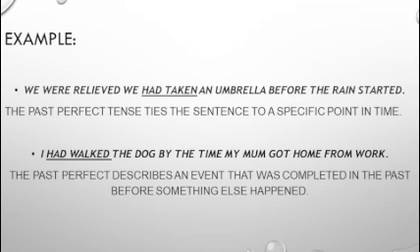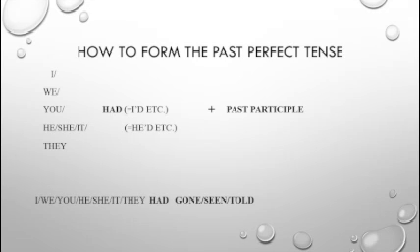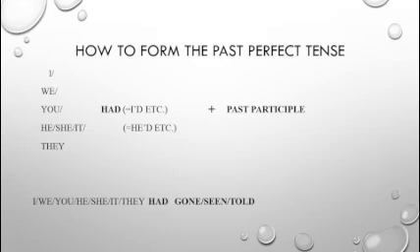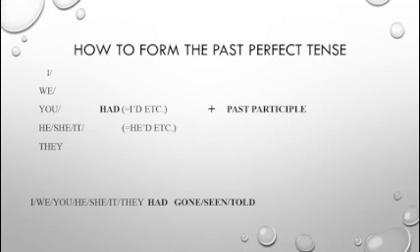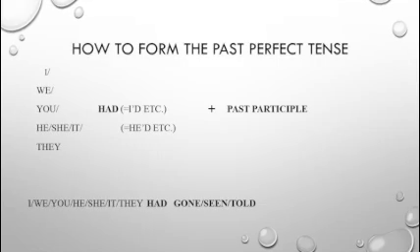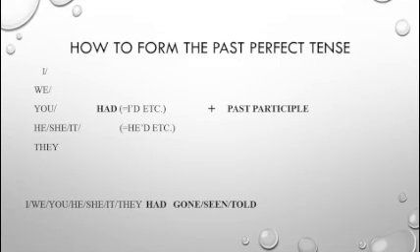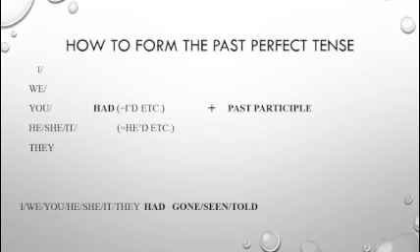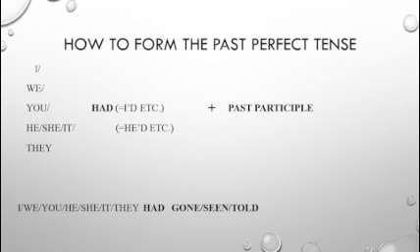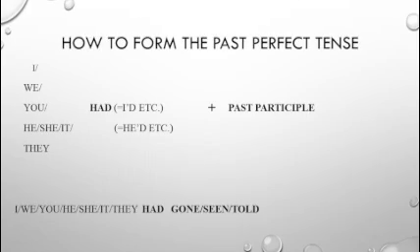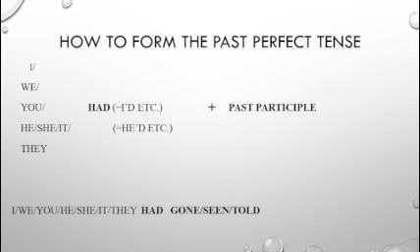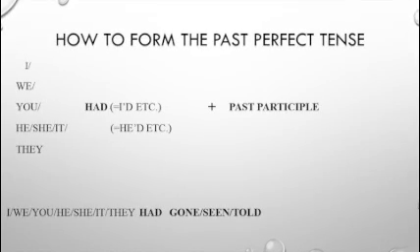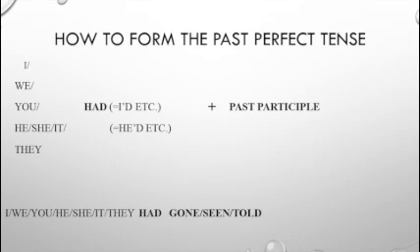Now, how to form the past perfect tense? Well, usually you would start with your noun or your pronoun, add the verb had before your past participle of the verb. So your pronouns could be I, we, you, he, she, it, or they. And then you need to add your past tense verb had before your past participle. So it could be had gone, had seen, had told, had written. So any of these go with it. So long as it's in the past perfect tense, you need the verb had before your past participle.